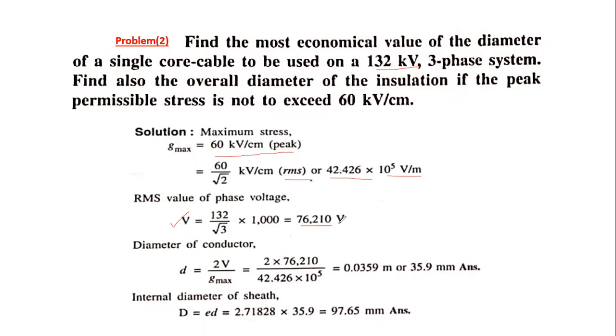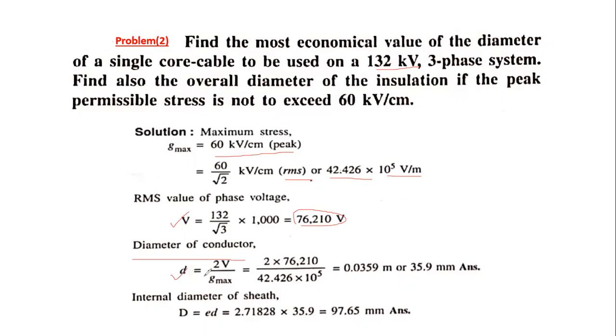Then we obtain 76,210 volts. This is the RMS value of the phase voltage. Next we calculate the diameter of the conductor, that is d.